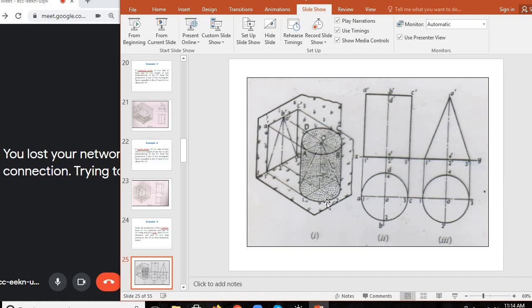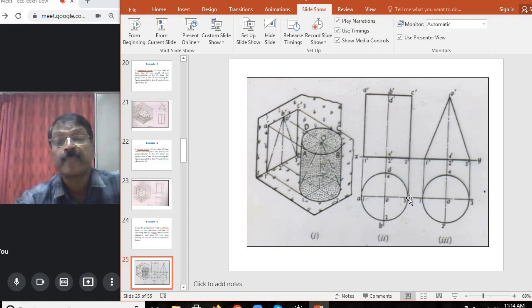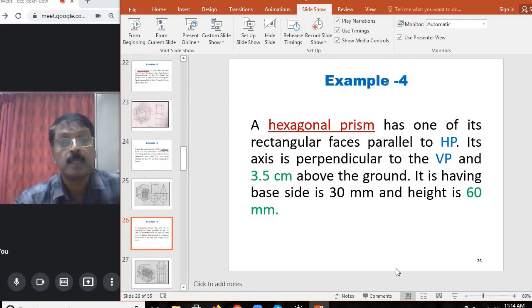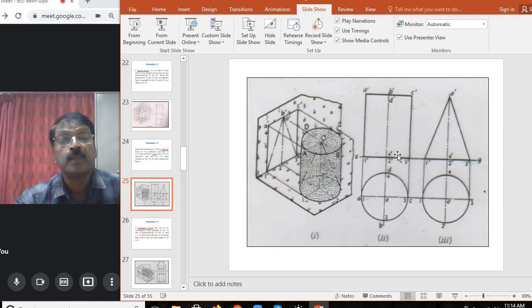Since the cylinder is resting on the horizontal plane with its base, the bottom end of the base looks like a horizontal line. Draw the horizontal line for the diameter of the circle, and the height of the cylinder is 60 mm. So draw a line 60 mm projecting the axis and complete the rectangle as the front view. Even though the object is a cylinder, when it is viewed from its front, it looks like a rectangle. So this is the front view and this is the top view.